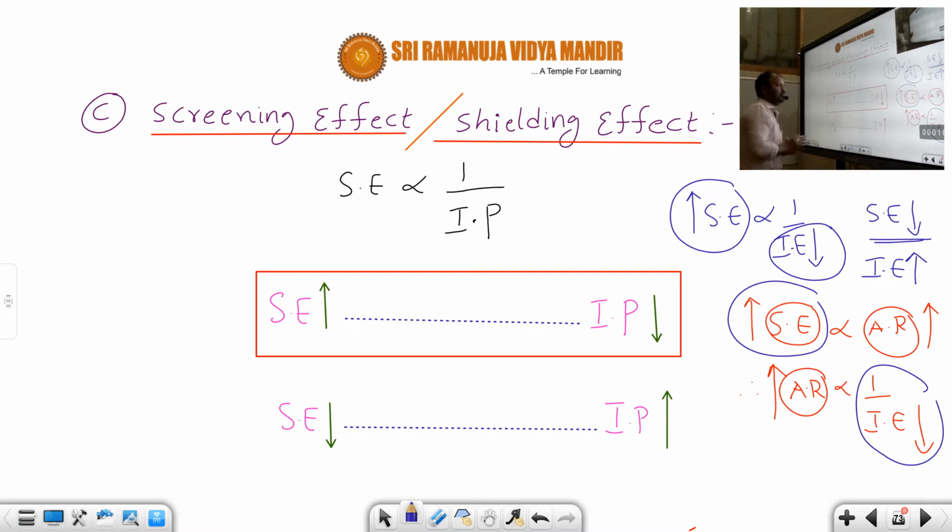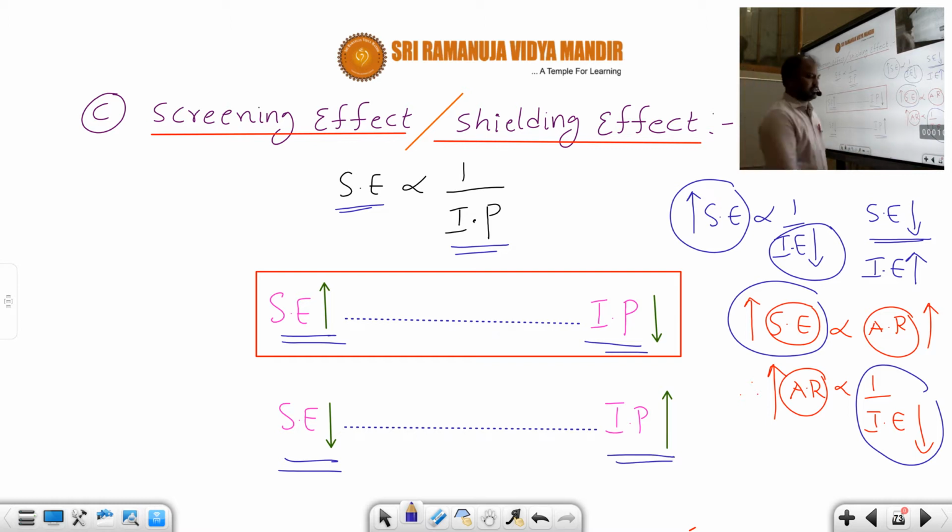That is the relation. This is not a formula, don't forget that; for your sake I have written it like that. Shielding effect and ionization potential are inversely proportional to each other. Whenever two quantities are inversely proportional, if one variable increases, the other decreases. Suppose the shielding effect increases, then ionization potential decreases. As well as, when the shielding effect decreases, ionization potential increases. I hope you are very clear on this concept.